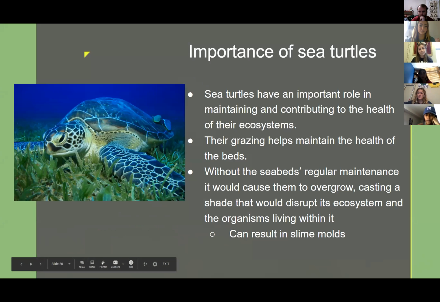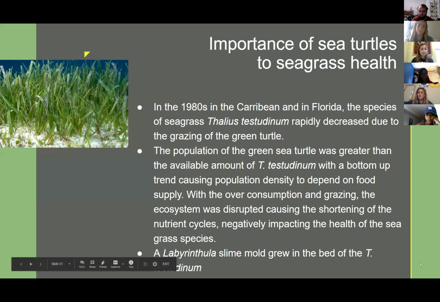So I'm going to be talking about the importance of sea turtles. Sea turtles' main source of nutrition is seagrass, and they maintain the health of the beds by feeding and grazing on the grass, and by keeping it low, they also contribute to the nutrient cycle by releasing nitrogen to the water. In the next slide, I give an example of what happens when they don't maintain the seabed.